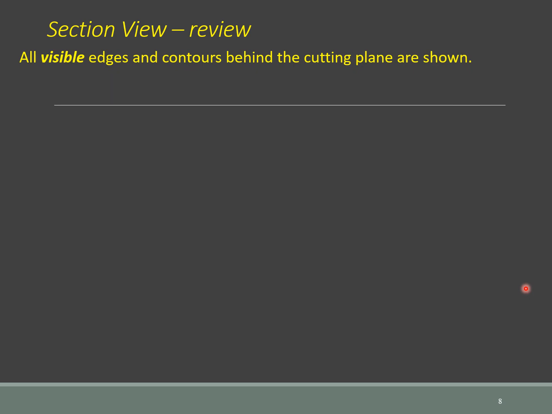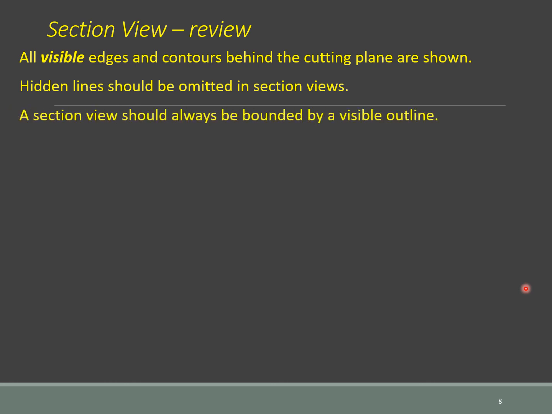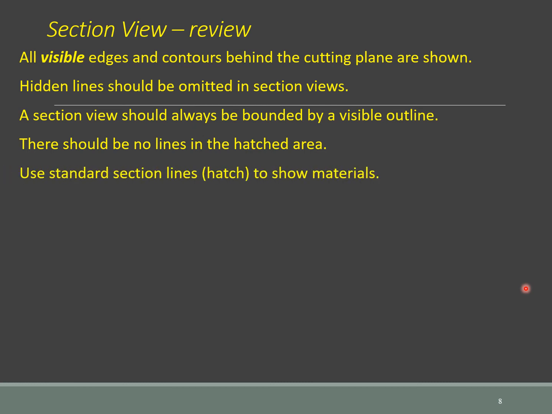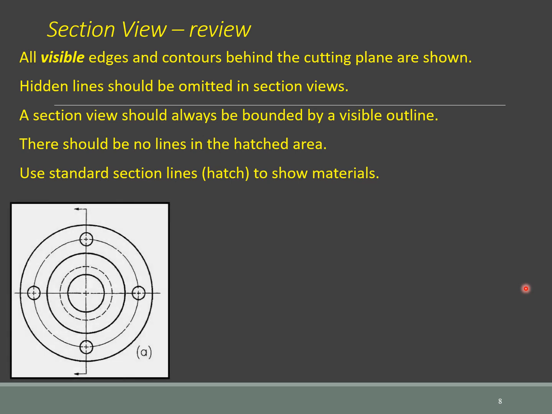You want to show all the visible edges, but don't show hidden lines when you're doing section views. The objective here is to eliminate hidden lines. A section view is always going to be bounded by a visible outline. The outline of the part is still going to exist, and there are no lines in the hatched area. Wherever there's cross hatching, there should be no other lines, no center lines, hidden lines, etc. in the cross hatched area. And just use standard section lines. Again, nothing exotic, just 45-degree angle lines.